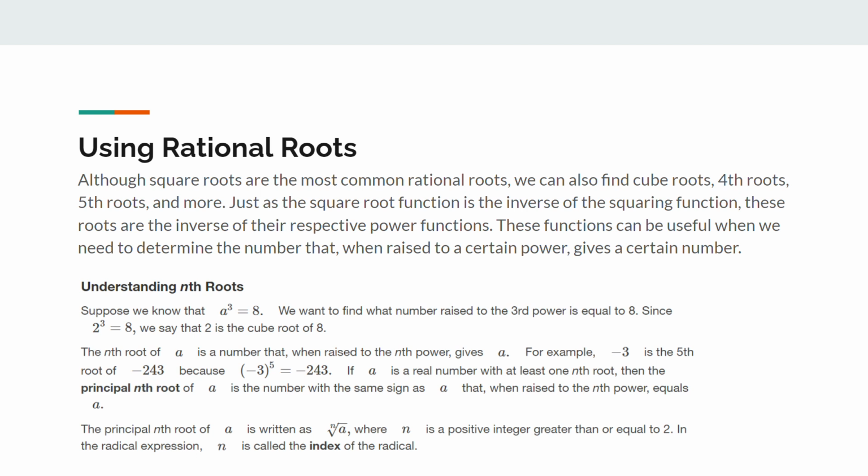If a is a real number with at least one nth root, then the principal nth root of a is the number with the same sign as a that, when raised to the nth power, equals a. The principal nth root of a is written as the nth root of a, where n is a positive integer greater than or equal to 2. In the radical expression, n is called the index of the radical.